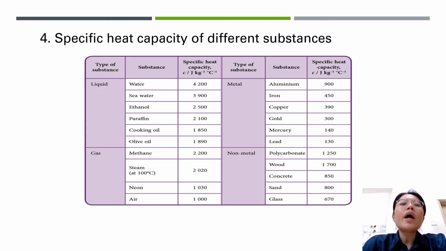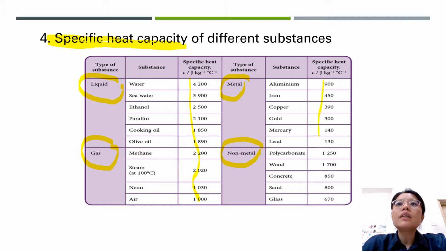We have many substances and they have different specific heat capacities. Different substances have different specific heat capacities. We have a few kinds of substances: liquid, gas, metal, and non-metal. They have different specific heat capacities.